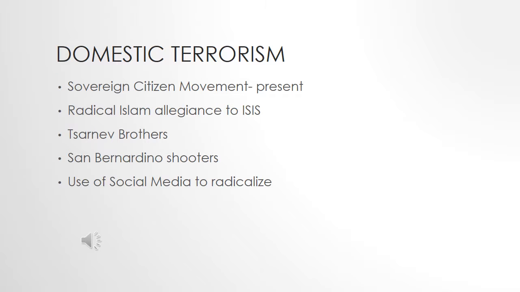Okay, so we're going to talk a little bit more about domestic terrorism. We have the sovereign citizen movement, and they grew out of the Posse Comitatus group. They're even more extreme than the Posse Comitatus, in that they believe that every citizen is sovereign, and they don't have to obey the law if they don't want to. They don't pay taxes if they don't want to. One of the problems with that is that you can't have a society that functions like that.